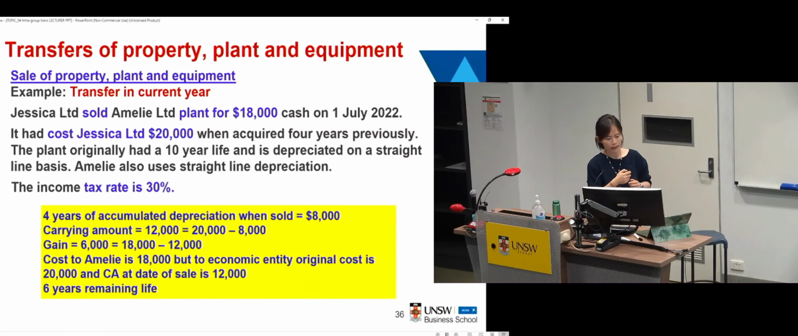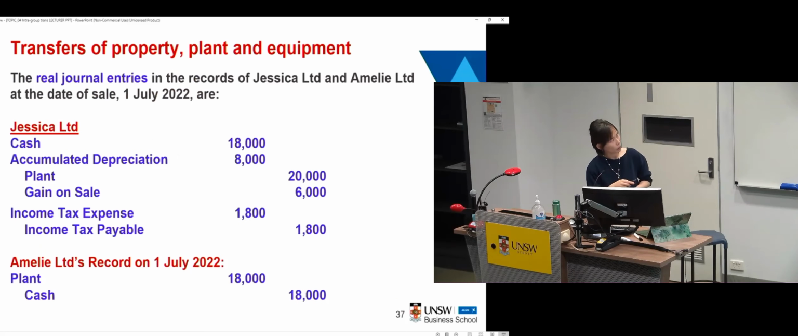Now let's apply these steps in this question. Step 1 is done. It is a current year transaction, assuming the current year ended on 30 June 23. Then let's move on to look at each legal entity's record. Jessica, as a seller, received 18,000 cash and de-recognizes the plant from its balance sheet: debit accumulated depreciation 8,000, credit plant cost 20,000. Now this item has been de-recognized from Jessica's record.